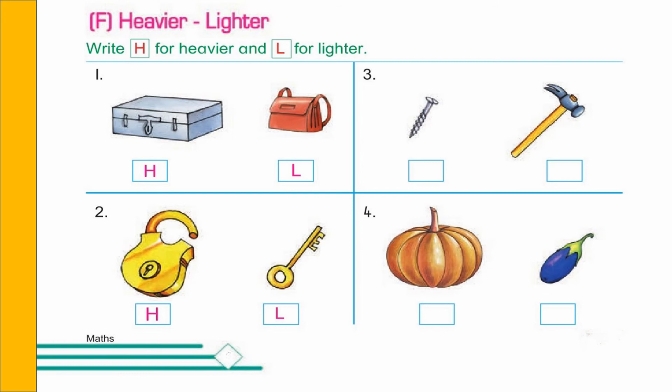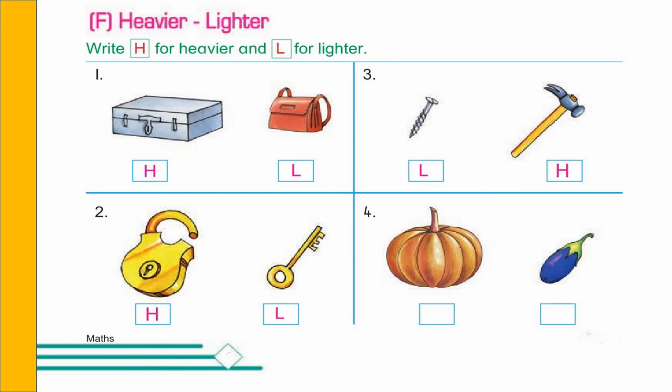If not, go check with the items, touch them with your hand, look at the heavy weight and then write the H and L here. Okay, now it is the L for the screw and H for the hammer.